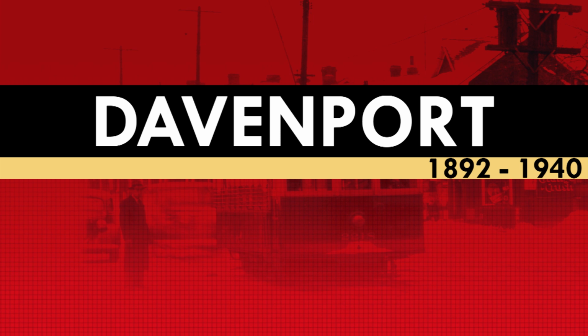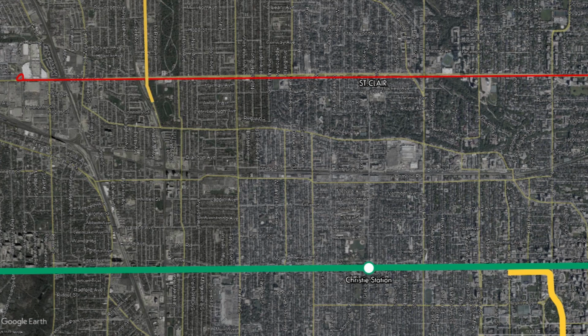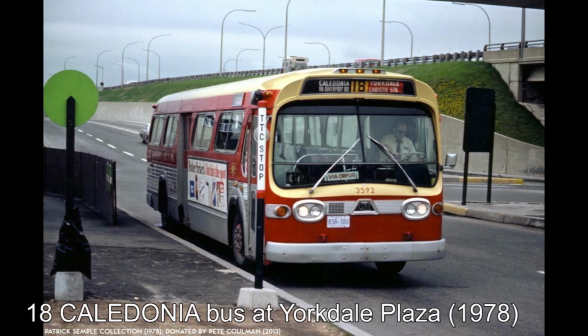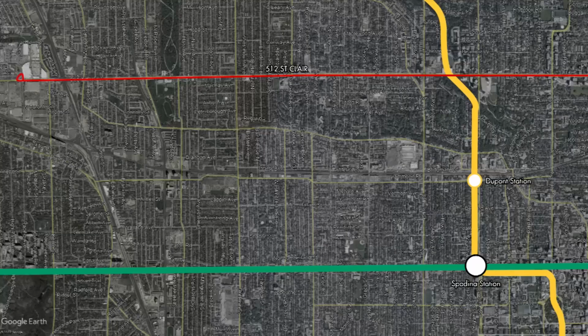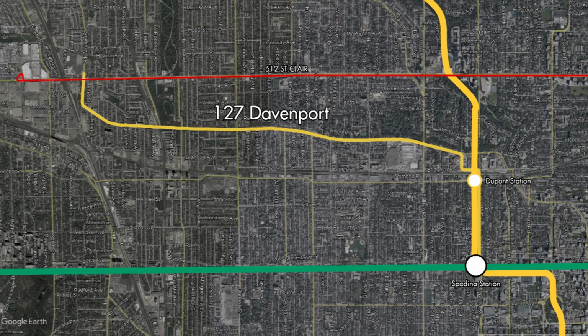For a couple of years, Davenport Road would have no transit service at all, although this would change on August 15, 1973, when the 18 Caledonia bus was extended to Christie Station via Davenport Road. As ridership along this stretch of the route grew, it would manifest itself as the 127 Davenport bus on April 15, 1984. This bus route still operates today, ferrying passengers between Spadina Station and Townsley Loop.